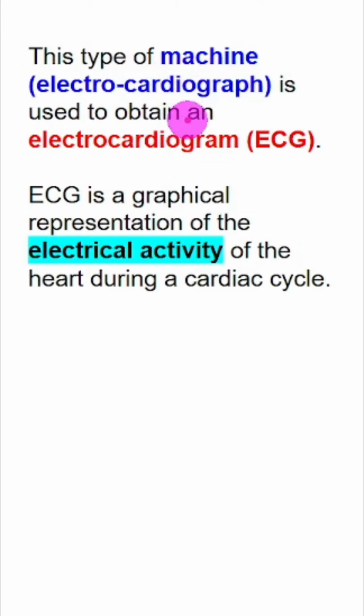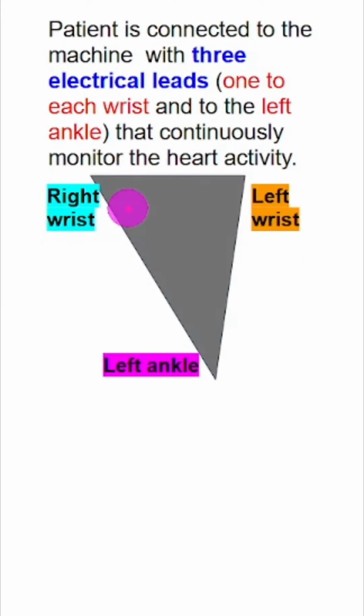The machine which helps you record the electrical activity is called electrocardiograph. On the other hand, the graphical representation of electrical activity of the heart during a cardiac cycle is called electrocardiogram. So the patient is connected to the machine via 3 electrical leads, 2 on each wrist and 1 on left ankle.